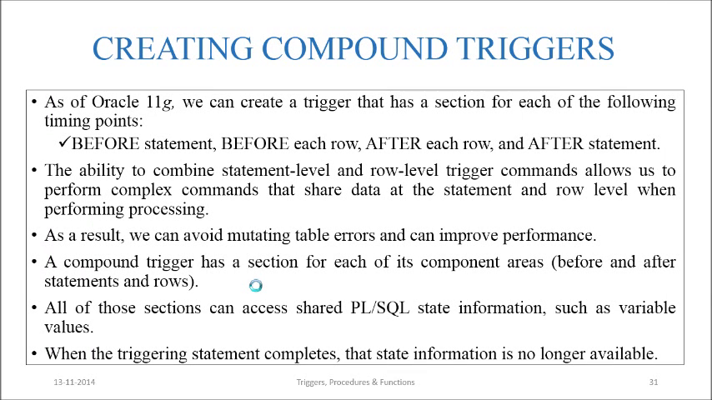Now, creating compound triggers. As of Oracle 11G we can create a trigger that has a section for each of the following: before statement, before each row, after each row and after statement. So Oracle 11G provides us the ability to combine statement level and row level trigger commands in the same trigger. So it performs complex commands that share data at the statement and row level when performing processing. As a result, we can avoid mutating table errors and hence improve performance and efficiency.